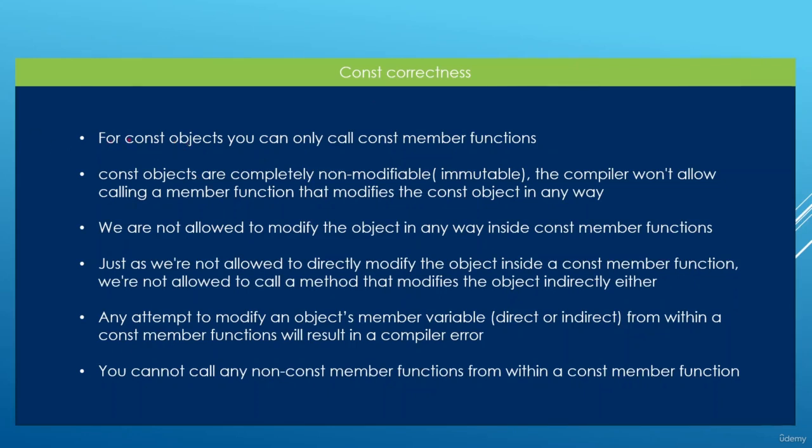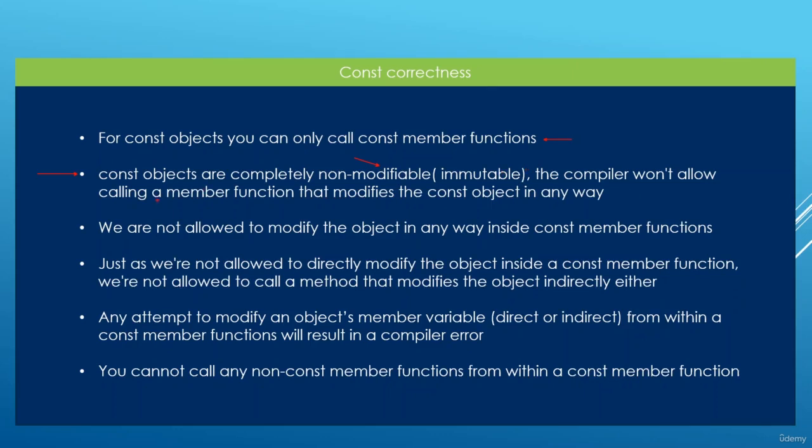The first one says that for const objects, you can only call const member functions. So this is something you should keep in mind. If you have a const object, you can't call any function that has a chance of modifying the object, and you can only call const member functions which are guaranteed never to modify the object. The compiler is going to enforce that a const member function can't modify any of the member variables on your class objects. Const objects are completely non-modifiable, so you can't change any of their member variables.